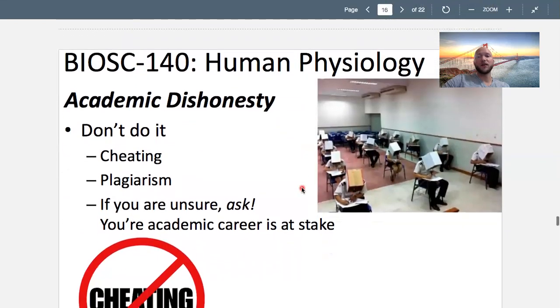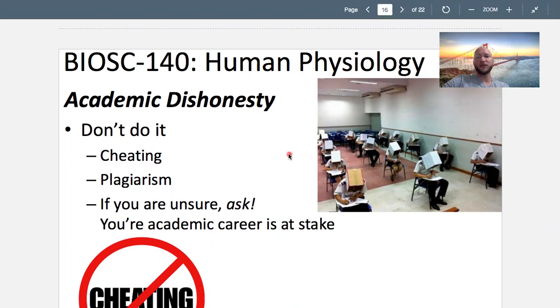Academic dishonesty. You can use your own notes. You can use the slides and the notes from class. You cannot use Google. You cannot use other people in the class. That is cheating. That is academic dishonesty.